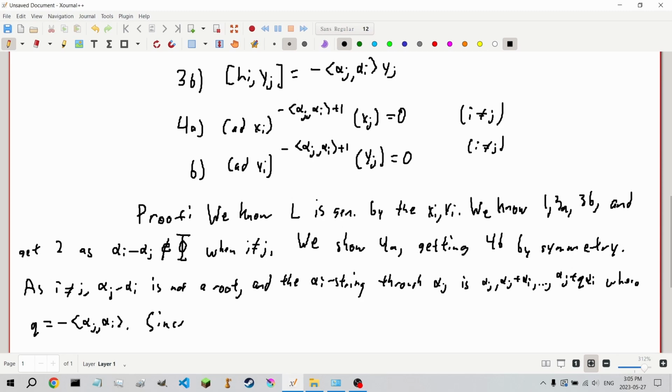Now, since the adjoint of xi maps xj along these root spaces, alpha j plus alpha i all the way through alpha j plus q alpha i, and then plus 1 is going to end up in 0. And so we are done.